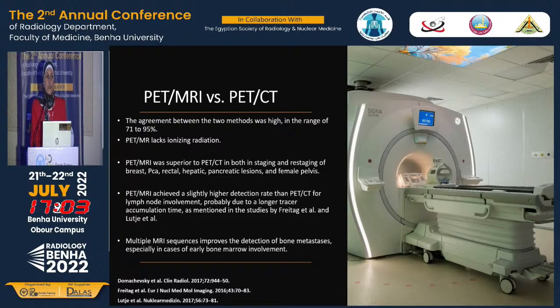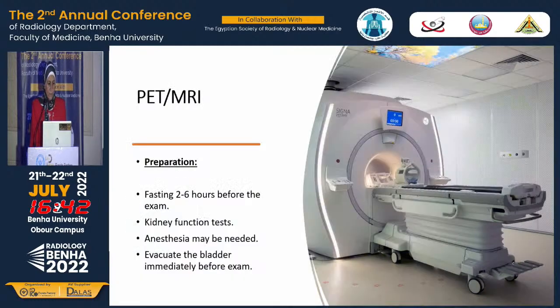Also, MRI is superior to CT in evaluation of marrow lesions, where CT can be completely negative in early marrow involvement without affection of the cortex, which can appear as sclerotic or lytic lesions. So marrow involvement is nicely demonstrated by the MRI component of PET MRI.